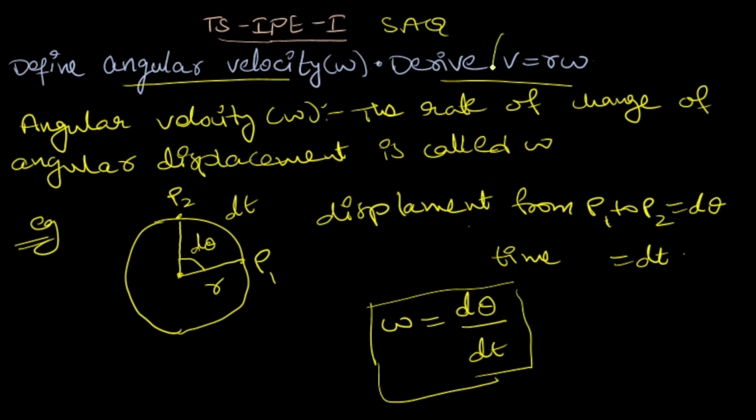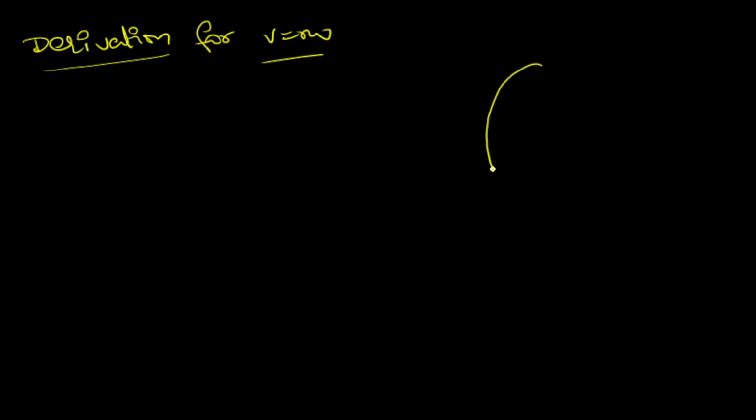We have to derive the equation V equals R omega. Derivation for V equals R omega. Okay, let's consider a particle which is moving in a circular path. Initially the particle is at point P, and the position vector of this particle from the origin of the circle is r.